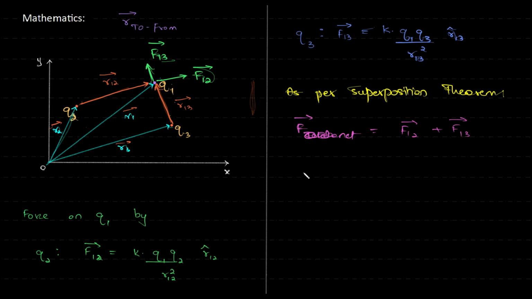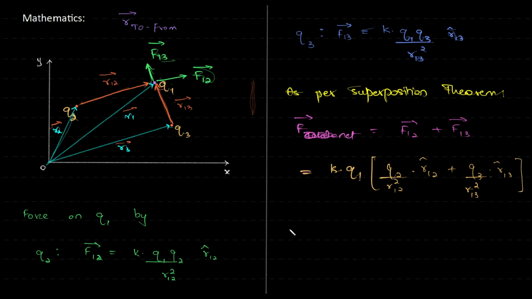Okay, so all we have to do is this. So this is basically equal to k times q1, that is common, and everything else is q2 by r12 square into r12 unit vector, plus q3 divided by r13 square, and the unit vector in the direction of r13, right?